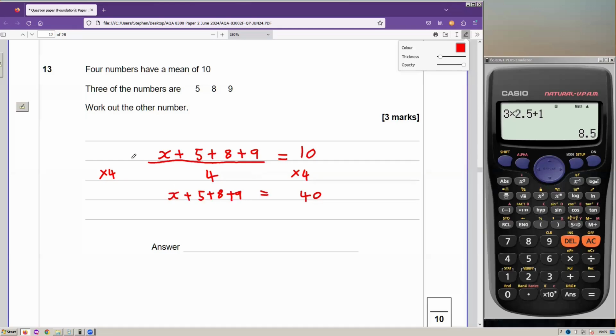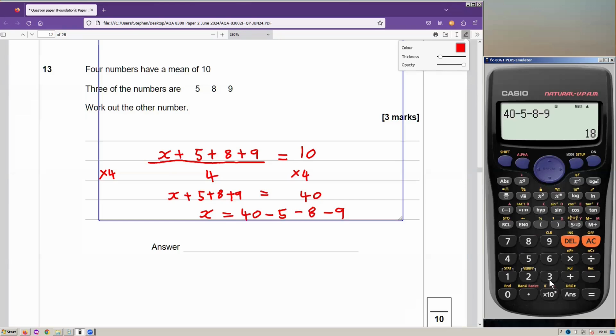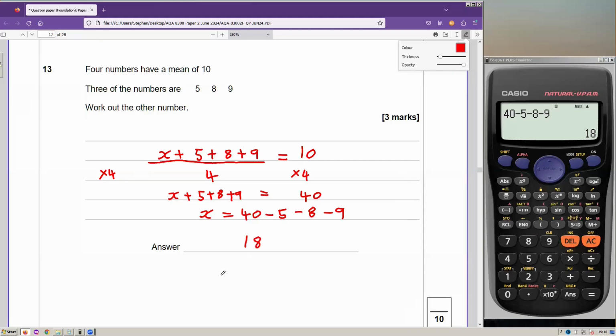Now to find out what x is, work out the other number, which is x, which is what they want. We simply take all these to the other side, or we minus 5, minus 8, and minus 9. And we do the same to the other side. They disappear from there, and we end up with x. X equals 40 minus 5 minus 8 minus 9. And we can use the calculator if we want, and we will. 18. Yeah, okay. X is 18. Or the other number is.